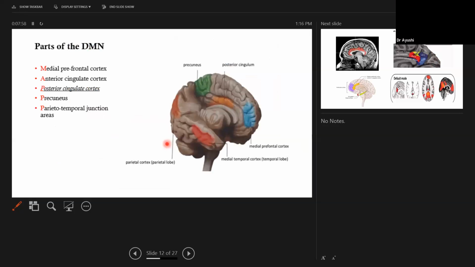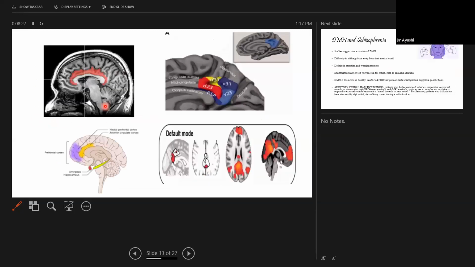Now let us come to the parts of the default mode network from anterior to posterior. First of all, the medial prefrontal cortex. Then the cingulate cortex is mainly involved in the default mode network, especially the posterior cingulate cortex. So we have the medial prefrontal cortex, then the anterior cingulate cortex, the posterior cingulate cortex, the precuneus, that is the superior part of the parietal lobule, and the parieto-temporal junction areas. We'll see these again.